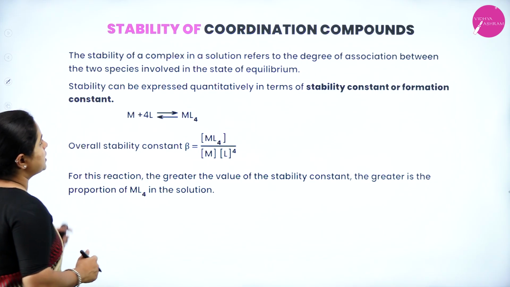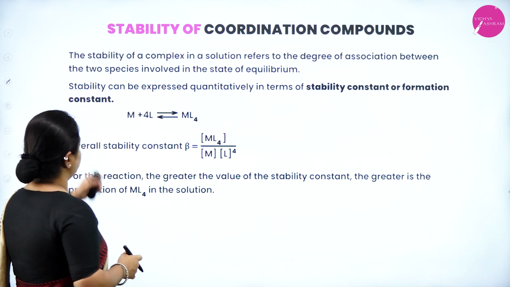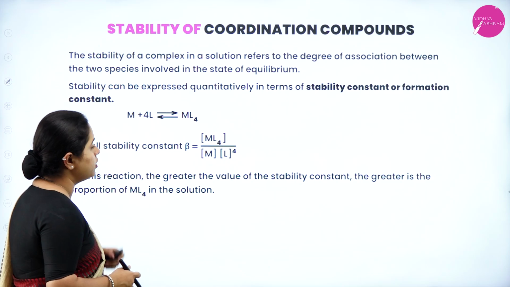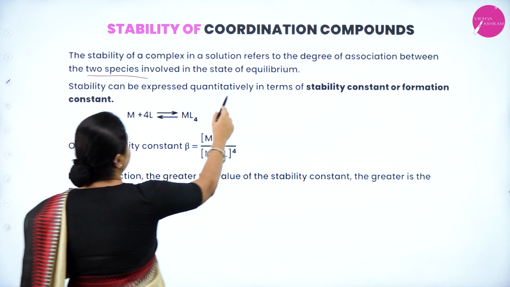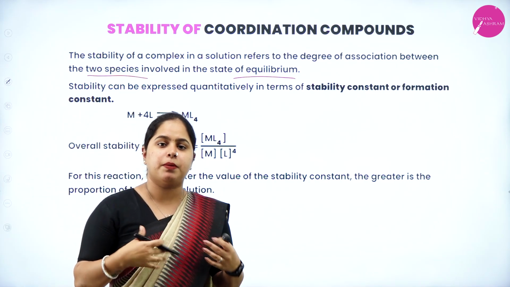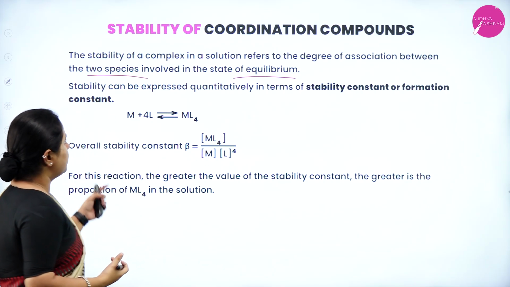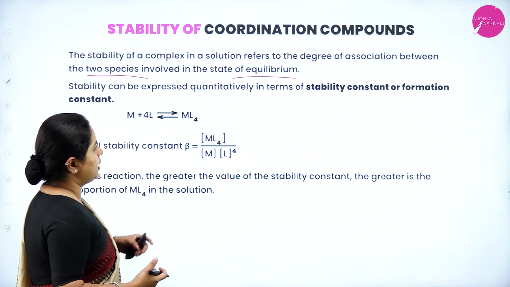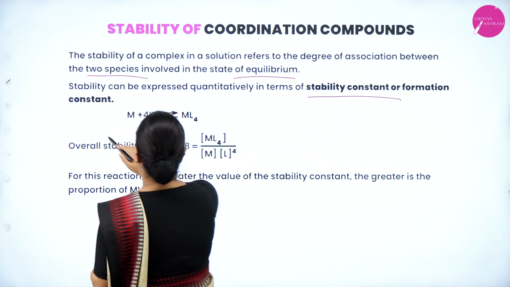Right. Now moving on to the stability of coordination compounds. The stability of a complex in a solution refers to the degree of association between two species involved in the state of equilibrium. So to how much extent it is getting associated, based on that we can say whether the coordination compound is stable or not. The stability can be expressed quantitatively in terms of stability constant or formation constant.